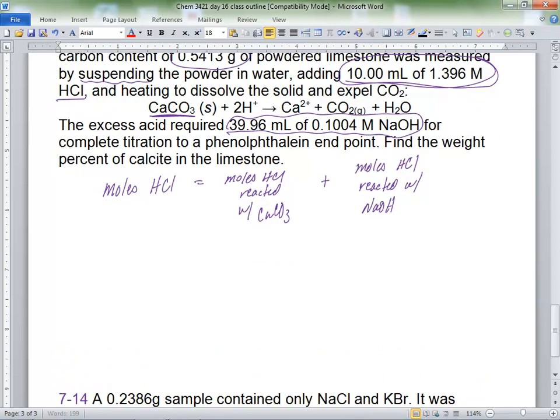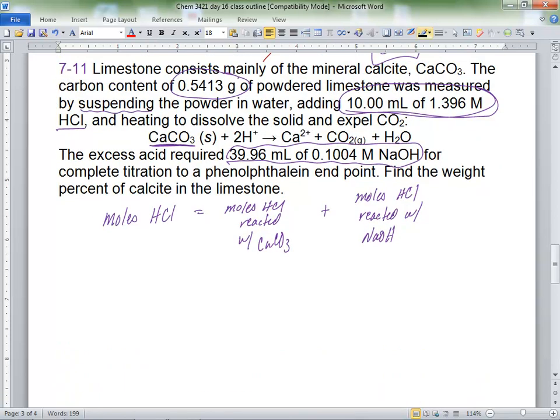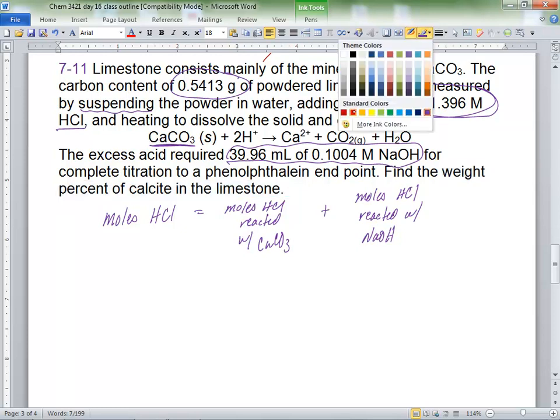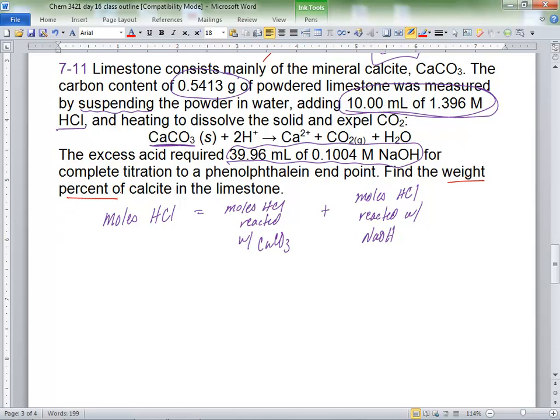And in figuring it out, I like to start with the answer because it guides everything I'm doing, right? This is just a concept from reading the question. Hopefully you can get this out of reading the question. That the total moles of HCl, the moles of HCl reacted with calcium carbonate, and the rest that was excess reacted with NaOH. So what they want is the weight percent of calcite, calcium carbonate, in limestone.